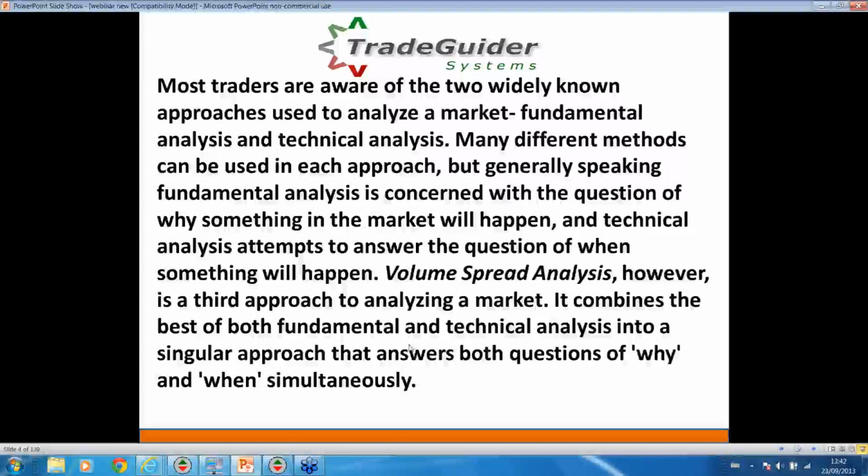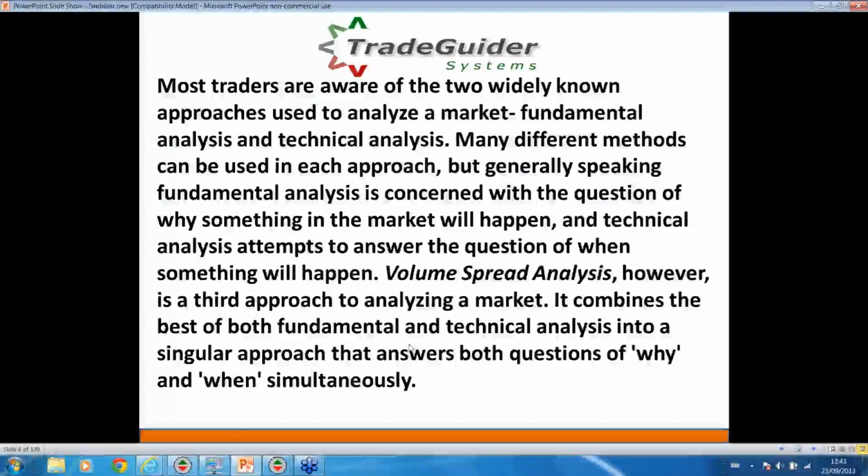Now, most of you will be aware of the 2 widely known approaches used to analyze a market. That's the fundamental analysis and technical analysis. Many different methods can be used in each approach, but generally speaking, fundamentals is concerned with the question of why something in the market will happen. And technical analysis attempts to answer the question of when something will happen.